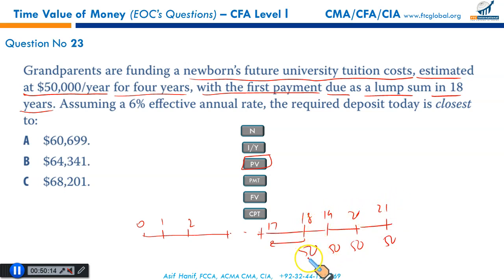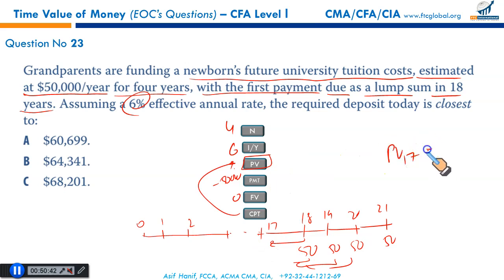What we will do, we will calculate first the present value of all these payments using our TVM computations. So we have 4 payments to make. Interest rate is 6%. Present value to be calculated. Payments that we need to make are negative 50,000 in year 18, 19, 20, 21. Future value 0. When you enter all this and calculate the present value, your present value at the end of year 17 will be, if I'm not wrong, 173,255.